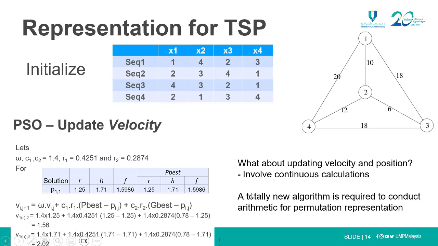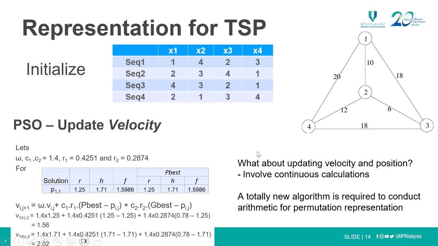When we are using the permutation representation, we cannot utilize this mechanism or calculation to update our particle, or our sequence. It will not work. If we still utilize this, the new population will come out with continuous numbers, which means it no longer represents our TSP problem. So a new algorithm is required to conduct arithmetic for the permutation representation. In order to conduct the calculation for our permutation representation, we need a new algorithm.